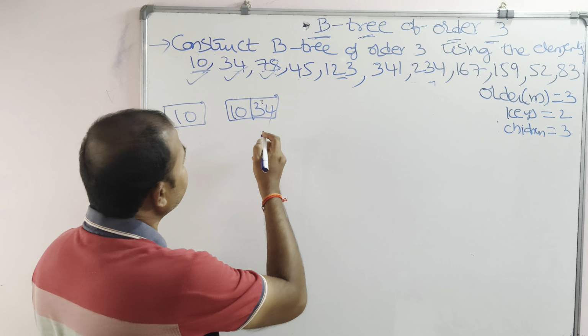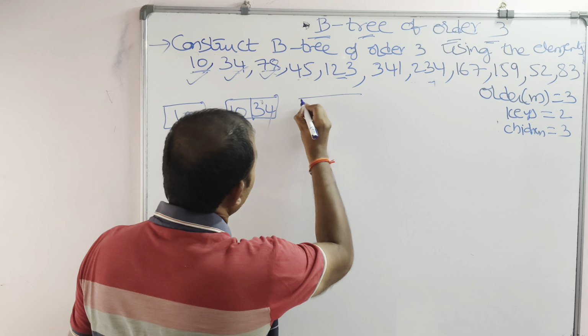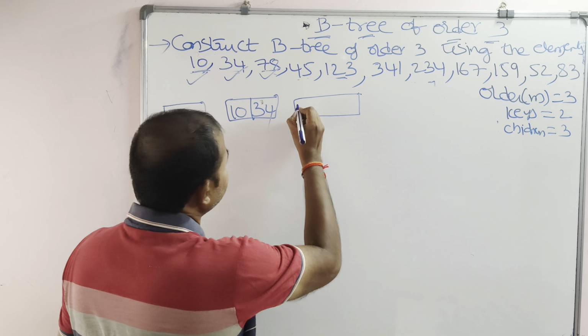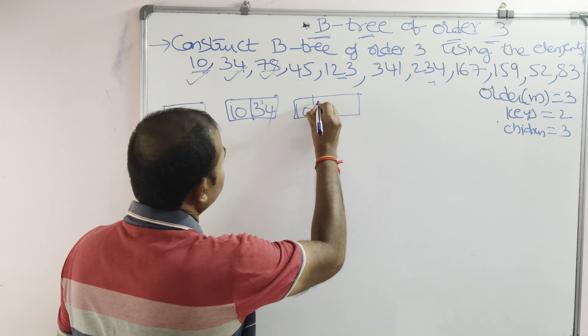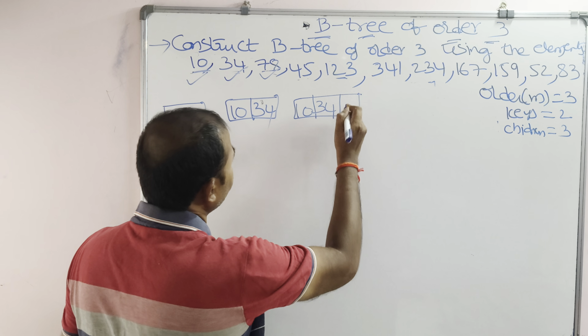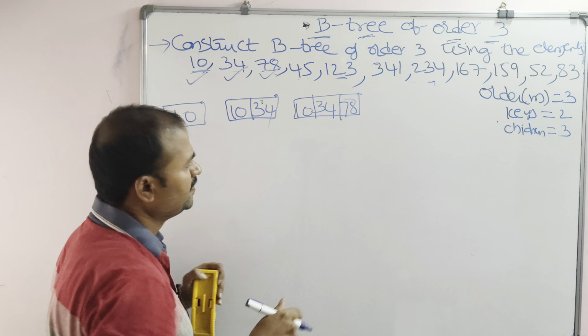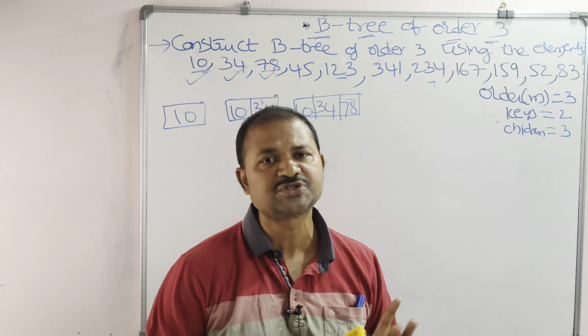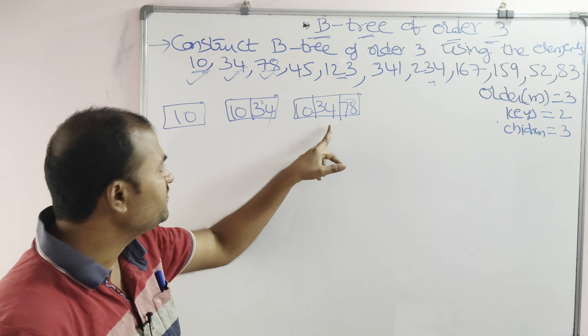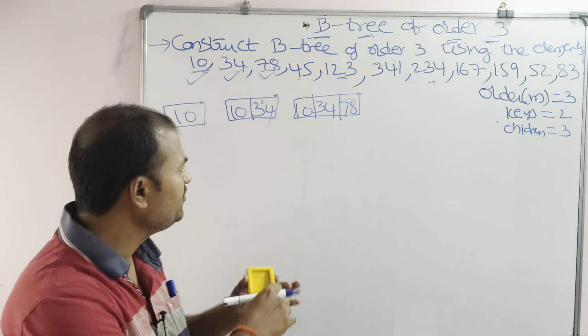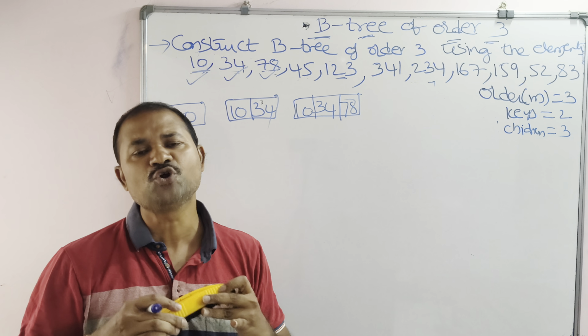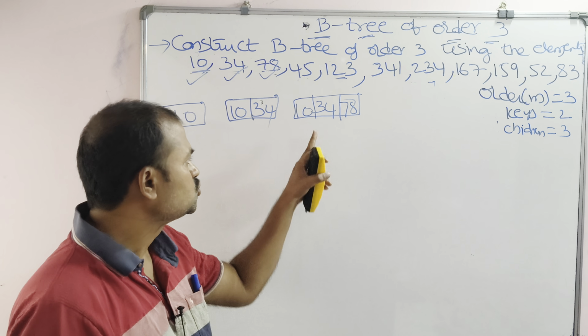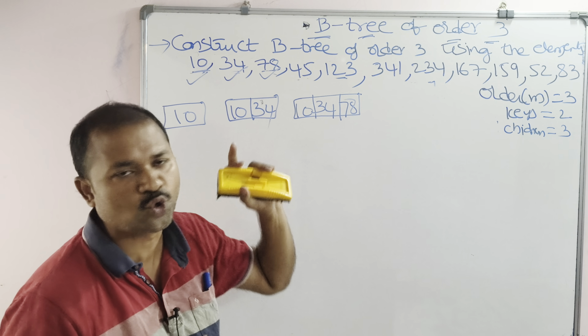Next insert the key 78. We have to arrange the keys in ascending order, so 10, 34, and after 34 we get 78. Here per node we can use a maximum of 2 keys only, but here we have 3 keys. So we can say that the leaf node is full, and now we have to split this node.